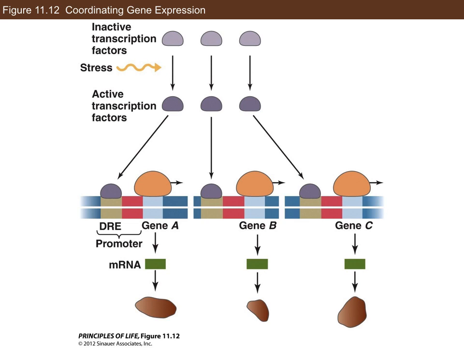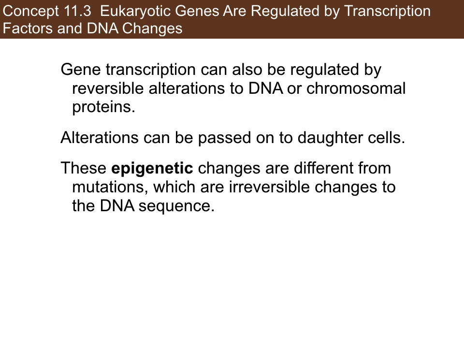The stuff we've already talked about today has to do with regulating genes that are available for transcription. So how do you turn genes on and off? By using transcription factors. But that's not the only way that you can regulate this. You can also regulate access to the DNA itself. And one way you can do that is through a process called epigenetics.